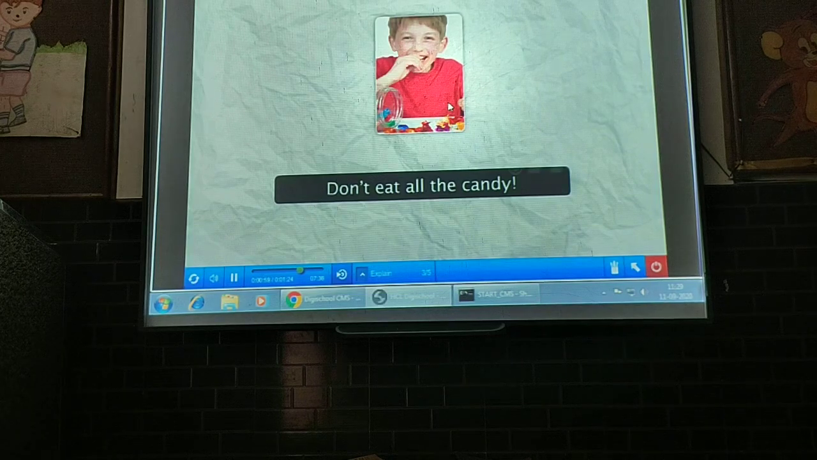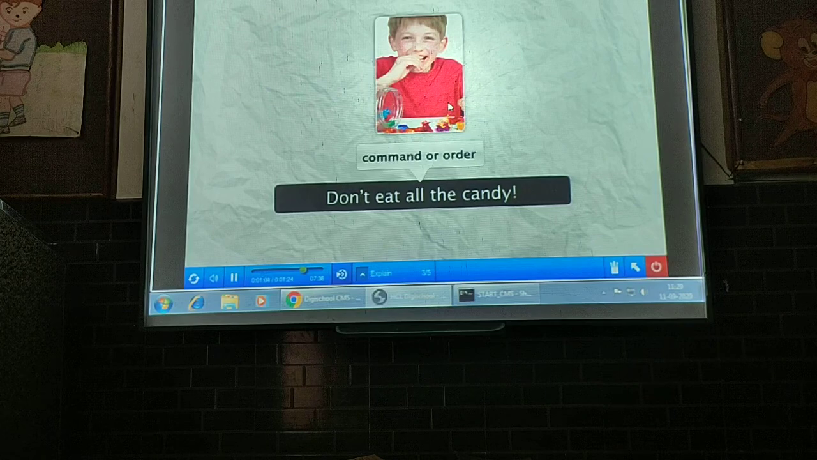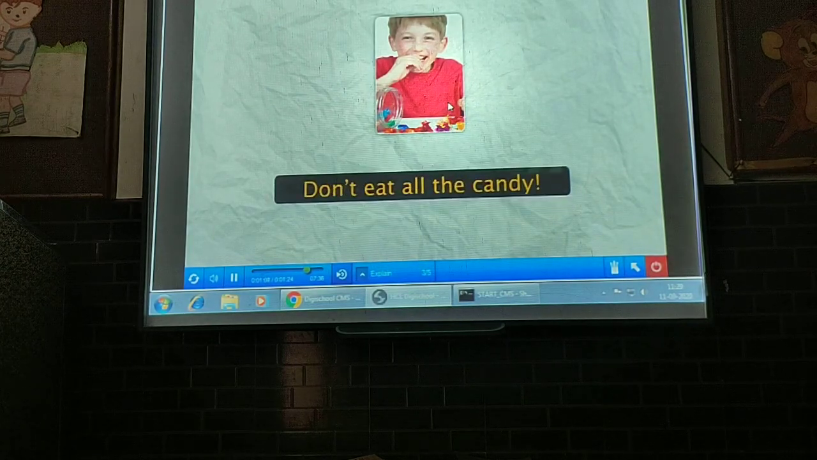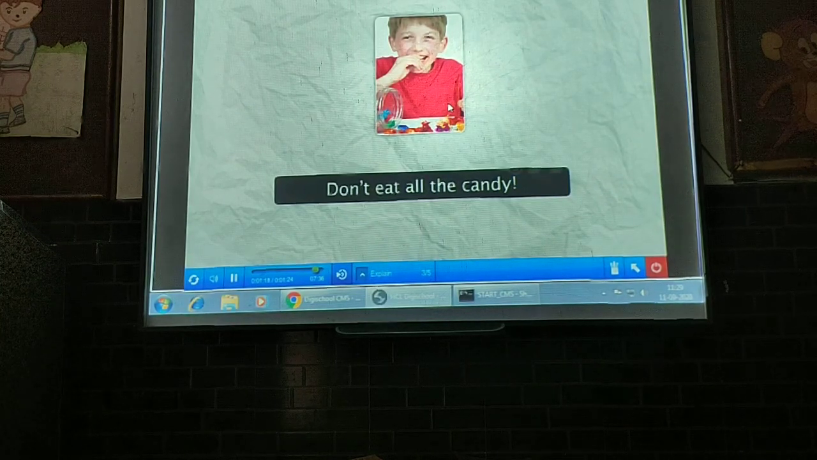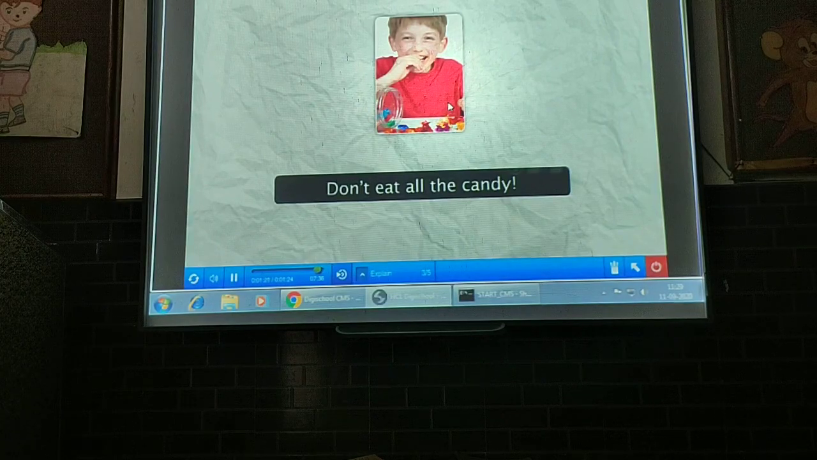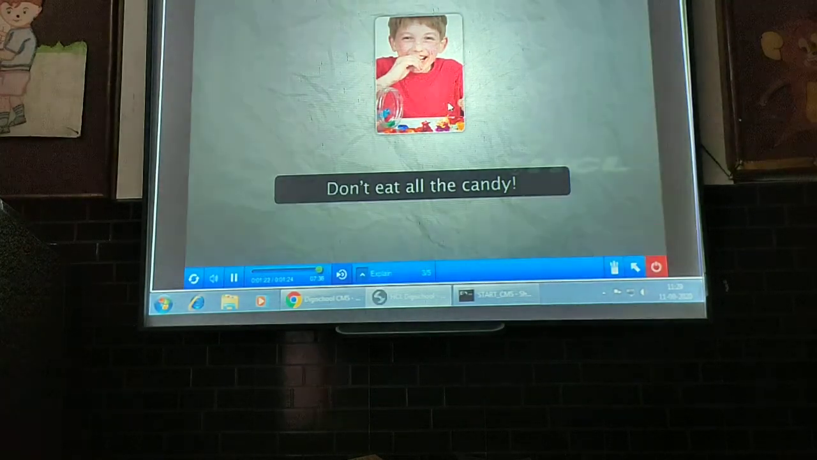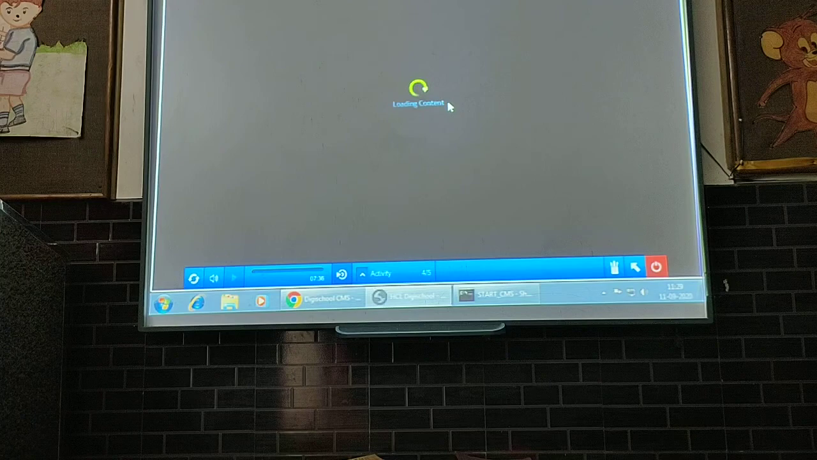Here's another example. Don't eat all the candy. This imperative sentence is used as a command or an order. The boy is being told what not to do. Since this is an order, the sentence ends with an exclamation mark. Next, you will practice what you have learned about imperative sentences and their uses.